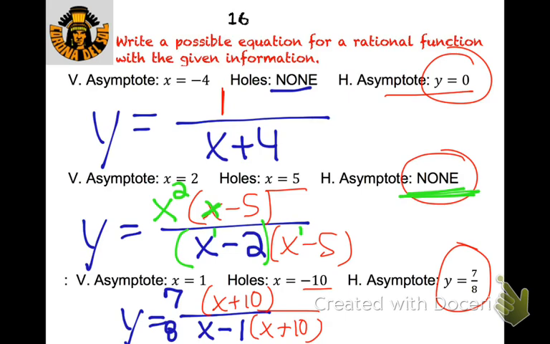But right now, the degrees aren't the same because this bottom has 2 different x's, x times x, which would be x squared if you multiplied it out. This one only has an x, so then we have to also put a little extra x in there, because then it would be x squared, and then it would be 7/8, which is what would give us this horizontal asymptote.